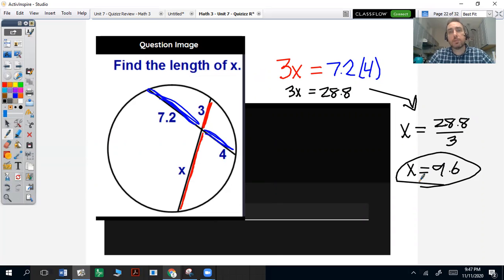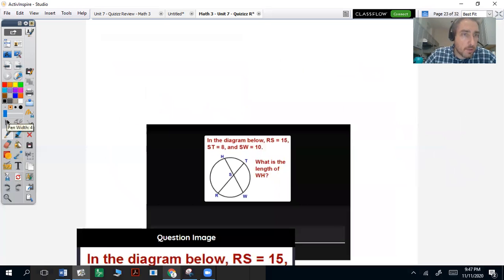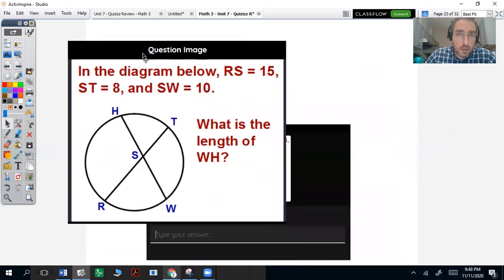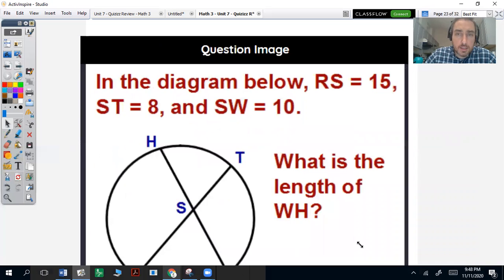Pretty cool. It's pretty simple. Multiply and divide. Let's look at the next one. So click on this picture, make it a little bit bigger. And let's see if we can get this answer.